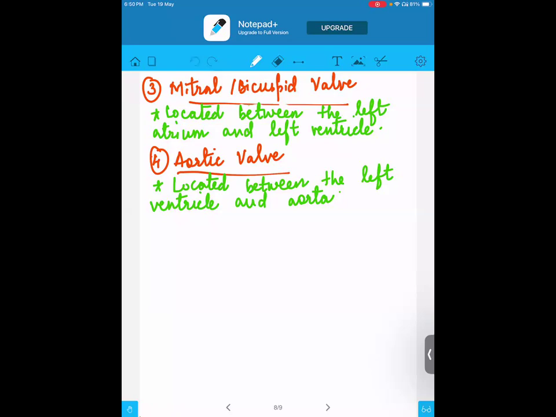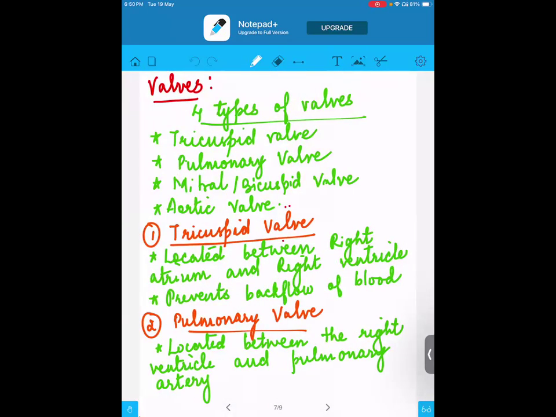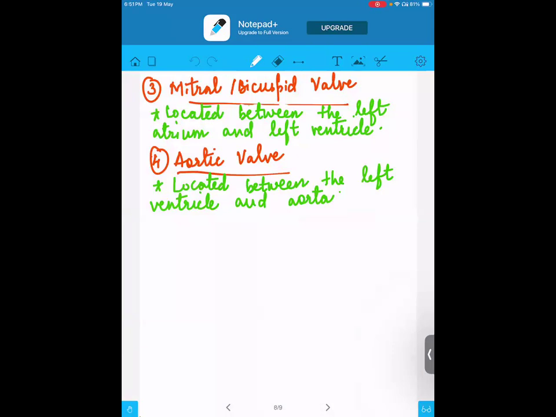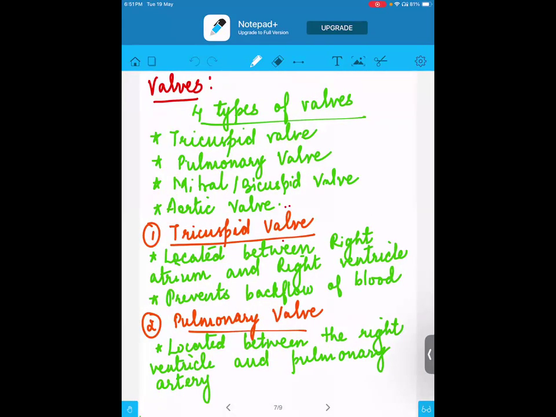So the tricuspid valve will be present between the right ventricle and right auricle. The pulmonary valve will be located between the right ventricle and the pulmonary artery. The bicuspid valve will be located between the left atrium and the left ventricle, and the aortic valve will be located between the left ventricle and the aorta. So the largest artery is the aorta, the largest vein is the inferior vena cava. So complete this and then I'll be showing you a video.